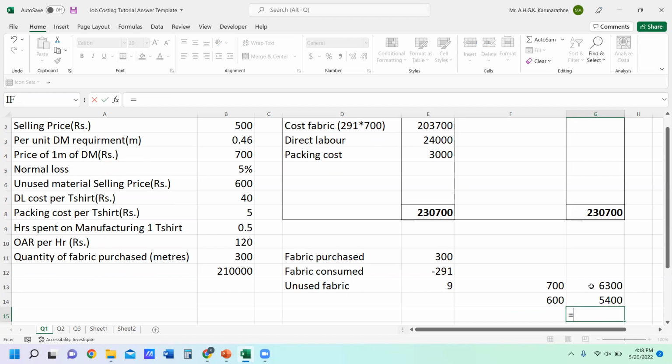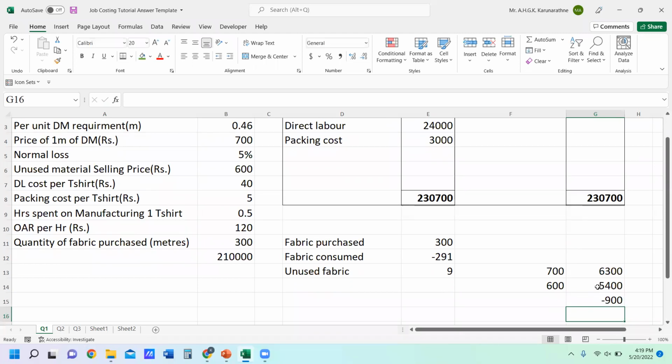This is our cost. The cost exceeds the revenue. This is the revenue, this is the cost. So there is a 900 rupee loss. That loss should be covered from your profit. Right? Don't think this loss should be taken here.